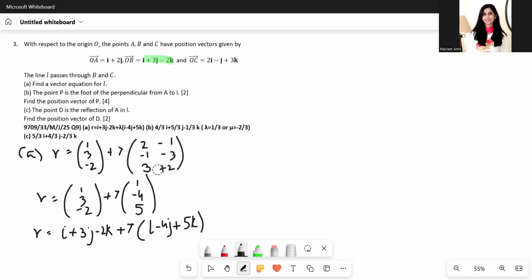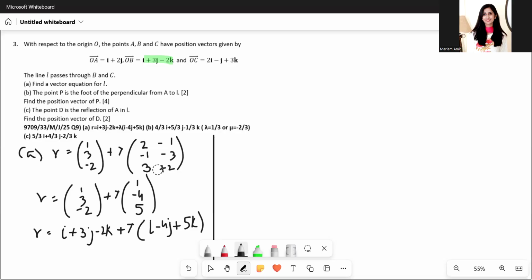That is part A. Part B says the point P is the foot of perpendicular from A to L. Find the position vector of P. All right, so let's start part B from here. So the point P is the foot of perpendicular from A to L. So we have the coordinate of A, which is 1, 2, 0.